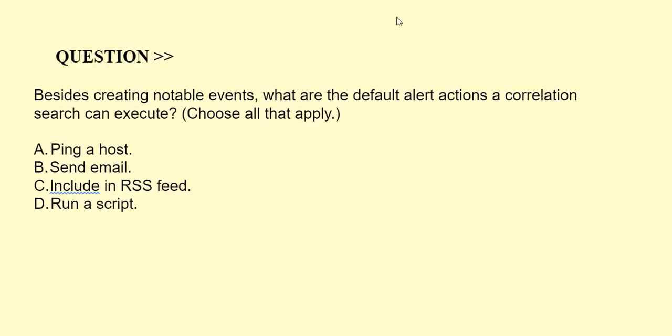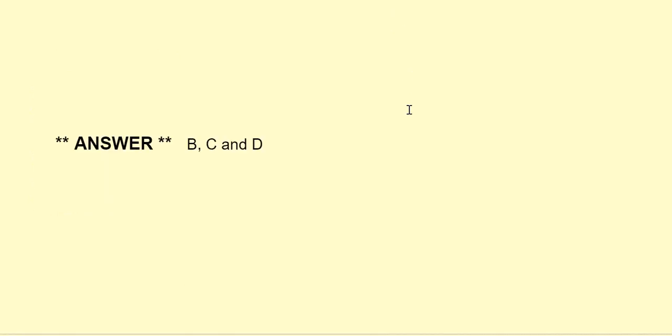Our next question is, besides creating notable events, what are the default alert actions a correlation search can execute? Choose all that apply. Option A, ping a host. Option B, send mail. Option C, include in RSS feed. Option D, run a script. The correct answers are option B, C and D.